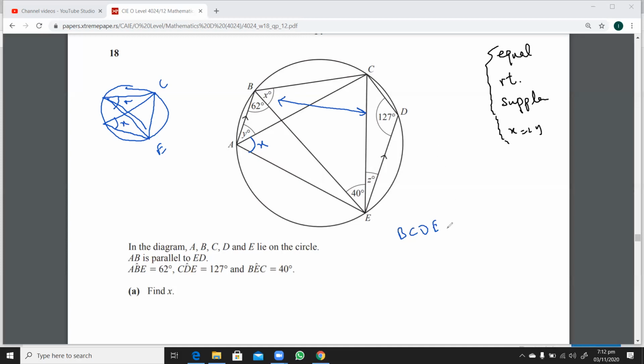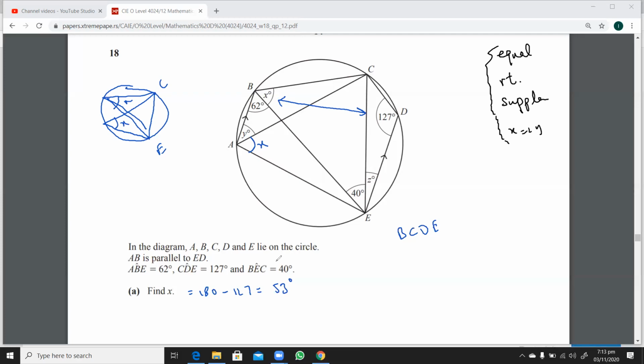So x is simply going to be, these two are supplementary angles. So your x is 180 minus 127. I think that is going to be 53 degrees. Your x is 53 degrees.